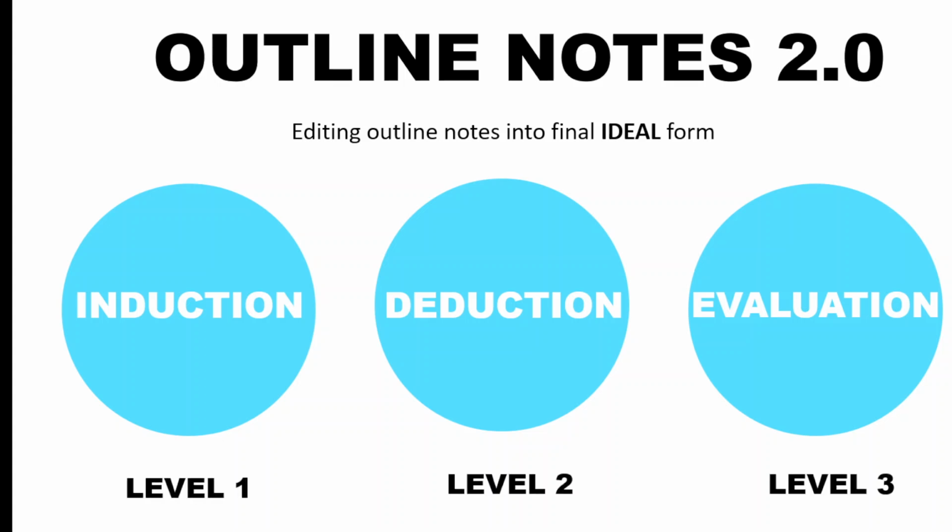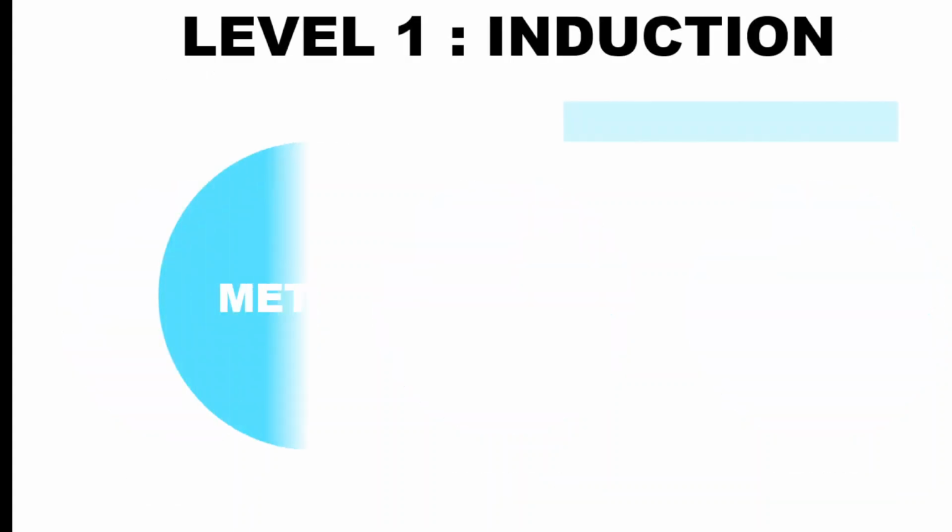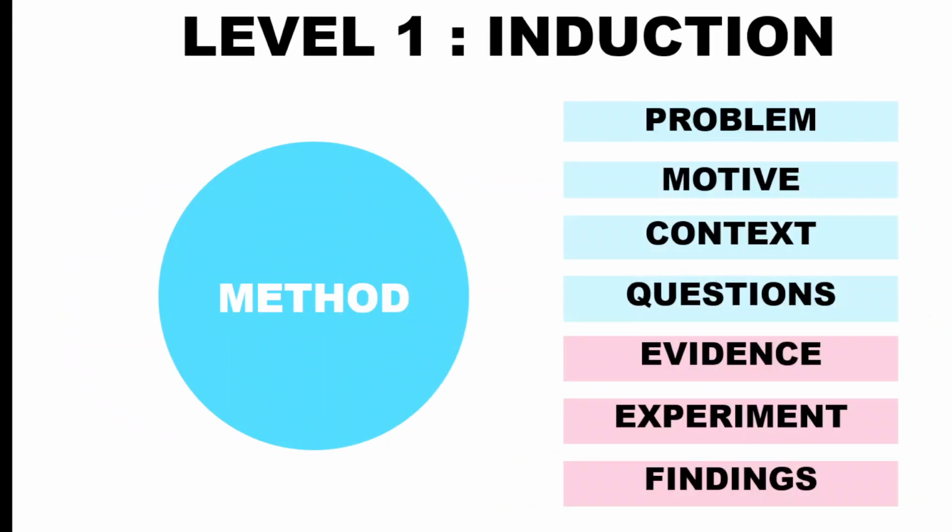Level 1 will be induction, level 2 will be deduction, and level 3 will be evaluation. Obviously, this is identical to the objectives of objective education. You have to cover objective education in three levels, so our notes should reflect that too. Level 1 is induction. So what happens in induction? We go through method, problem, motive, context, questions, evidence, experiment, findings. If your notes mention them, cool. If they don't, you have to work on them.